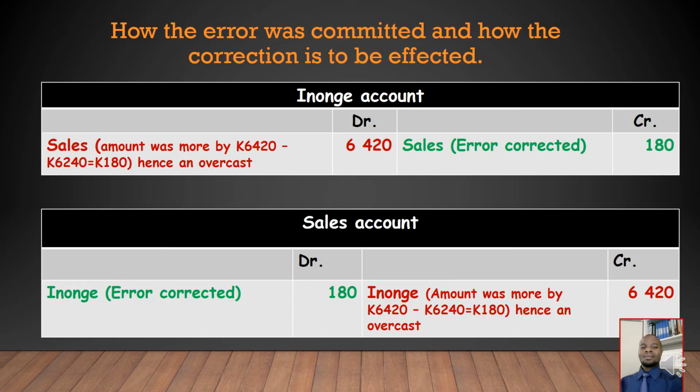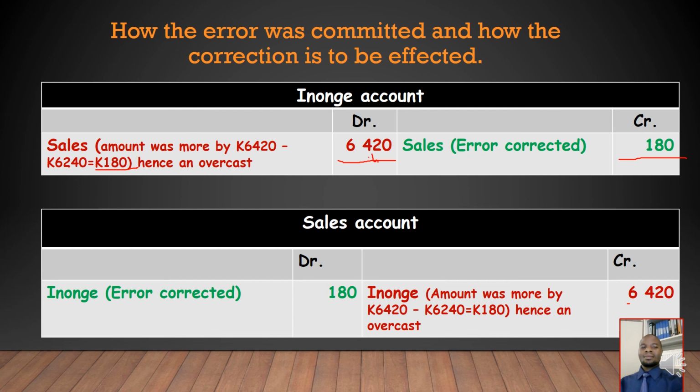So let's take a look at how this error was made. This error was made by making an entry on the debit side of 6,420 instead of 6,240. Hence, if you compare this figure with the actual figure that should have been there, we conclude that this figure was more by 180. Hence, this is an error of overcast. Therefore, in Inonge account, we are supposed to remove 180 from this side. How do we remove it? By making an opposite entry on the credit side of 180.